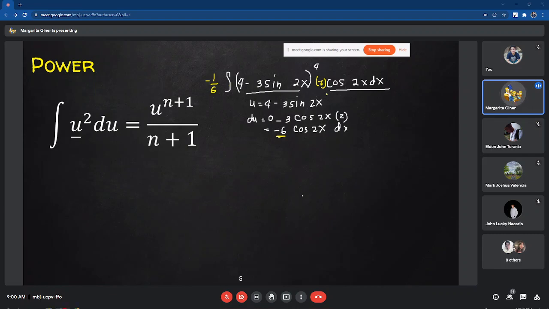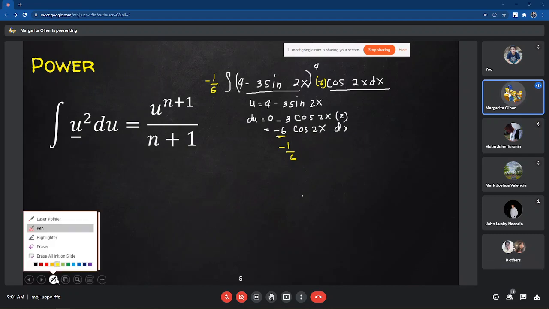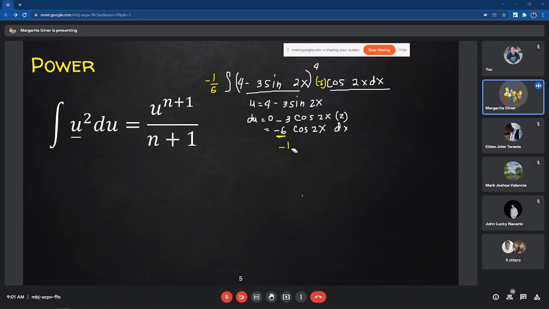Okay? Kung fraction ang value mo diri, let's say negative 1 over 6, reciprocal niya is negative 6. So, instead of multiplying it by negative 1 over 6, you're going to multiply it by negative 6. Okay? So, depende kung ano ang value diri. Okay, now. Okay, good.